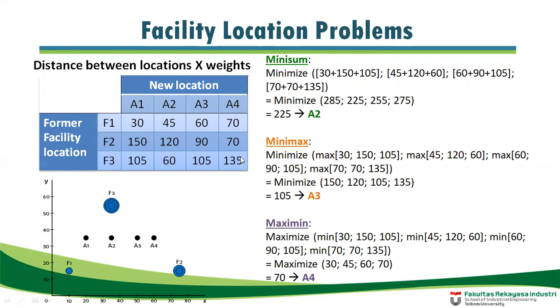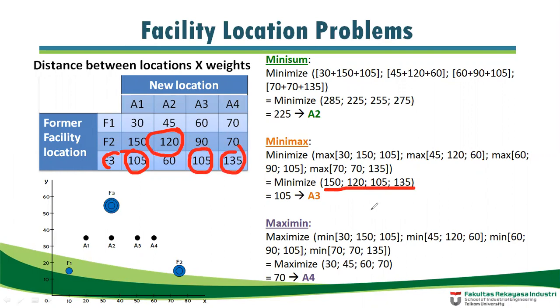Now, if your purpose is to minimize the maximum traveling distance for all the facilities, it means you find the maximum number in each new location. So let's take a look. In A1, the maximum number is found by F3. For A2, the maximum number is 120. For A3 it is 105, and the last is 135.